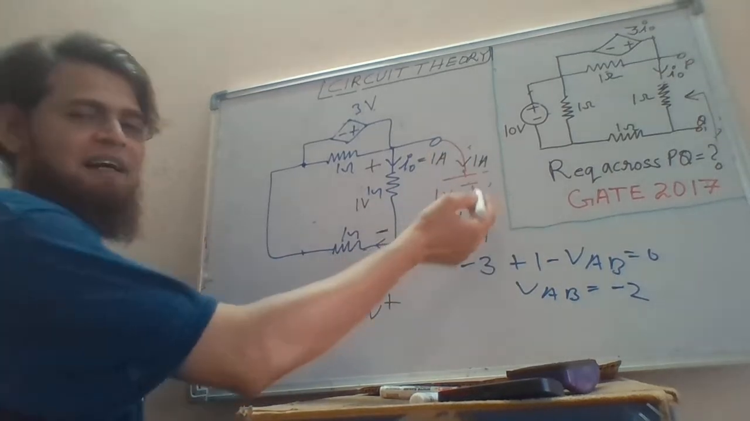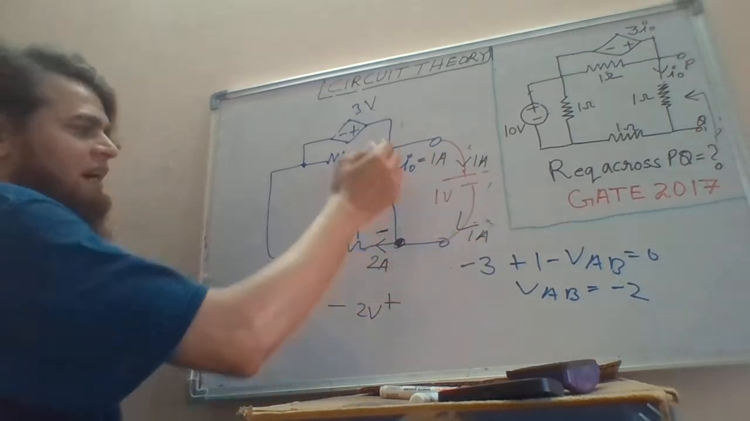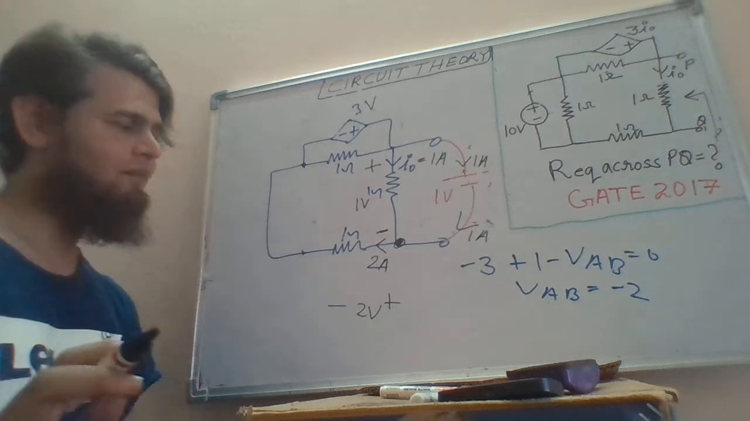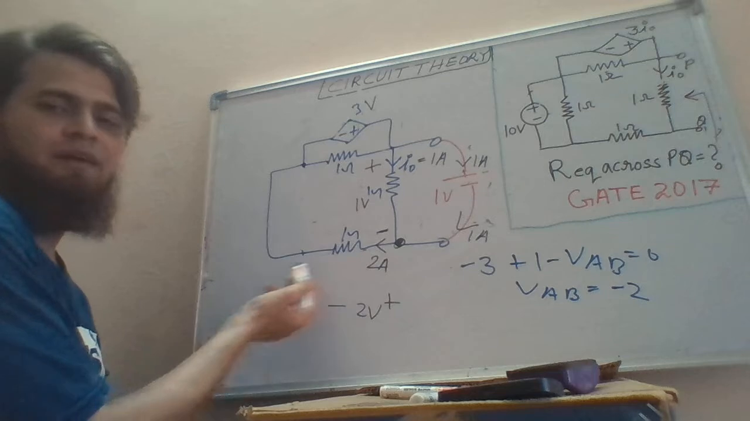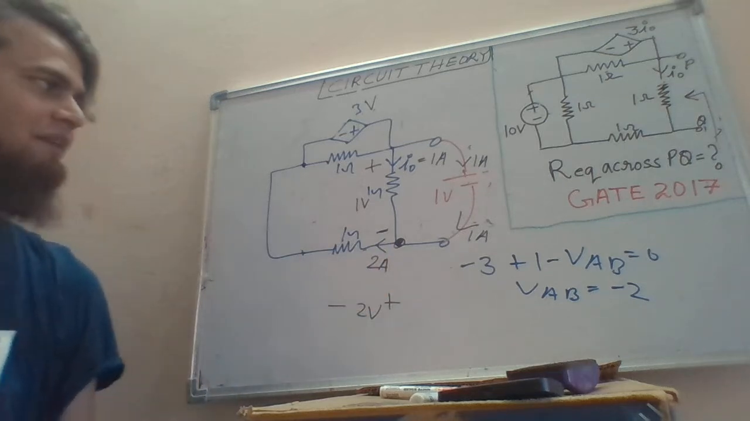1 ampere is coming from here, 1 ampere is coming from here, both will be joined, and you would have got 2 ampere in this branch. Fine.